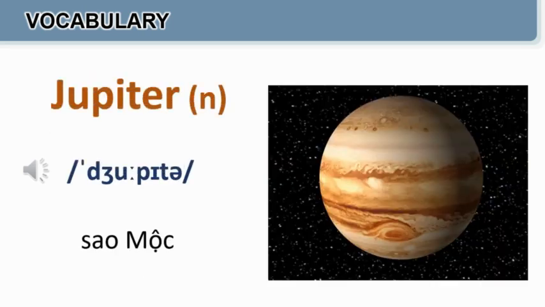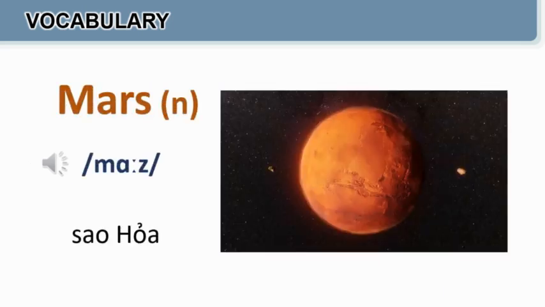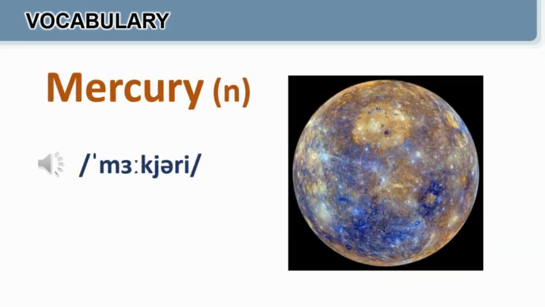The first one we have Jupiter. Jupiter. The next one is Mars. Mars with the red color, right? The next, do you know which planet it is? Yeah, it's Mercury. Mercury is a planet closer to the sun, right?